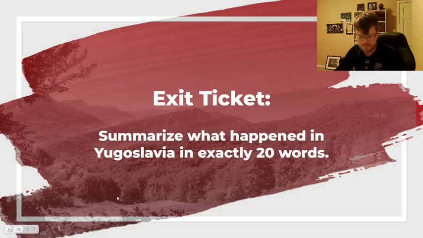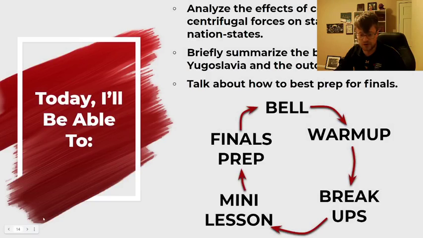Okay. So your exit ticket for this lesson says summarize what happened in Yugoslavia in exactly 20 words. Once you do that on your notes, how we're going to end the block, and I will give you a brief overview here on YouTube, but this is probably something that I best talk to you about in person if you decide to miss this lesson, is we're going to talk in class about how to best prep for finals.